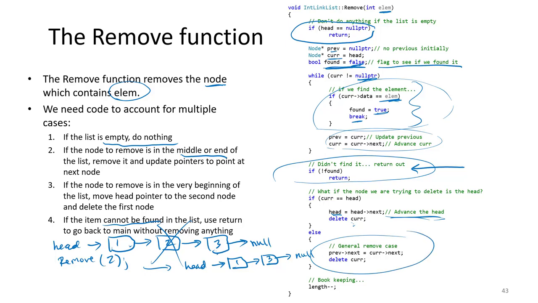Otherwise, if the node we want to remove is in the middle, then we make our previous pointer point where current points, and we delete. We make previous pointer point at the node after current, and then we delete where current points. Finally, notice that if we deleted a node, we need to make sure that we also decrease our length value to reflect that we had successfully deleted a node from our list. So definitely try going back through these examples yourself and try coding them up and playing with them. It's really good practice.